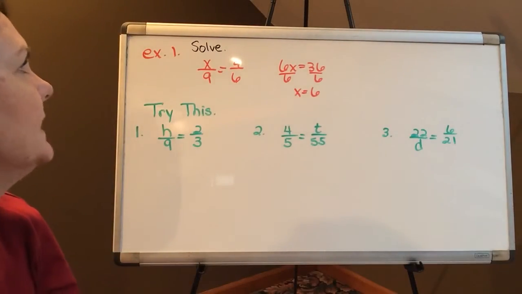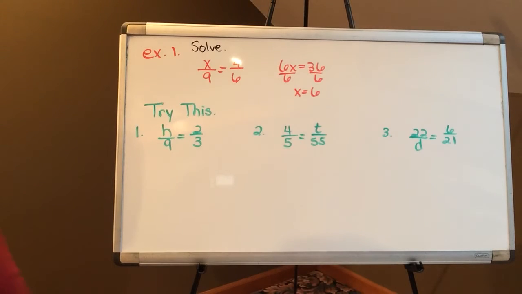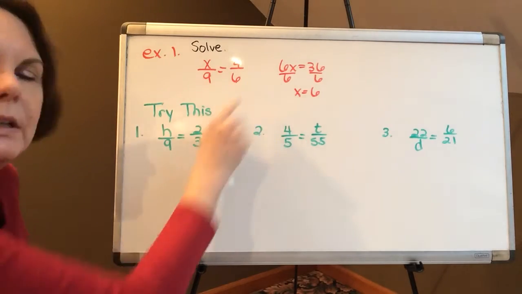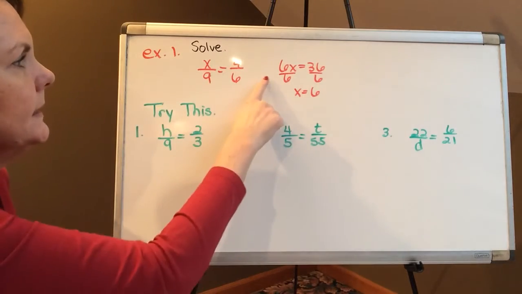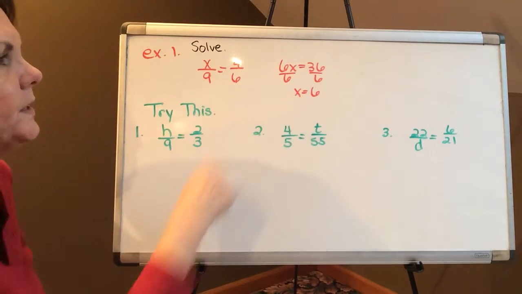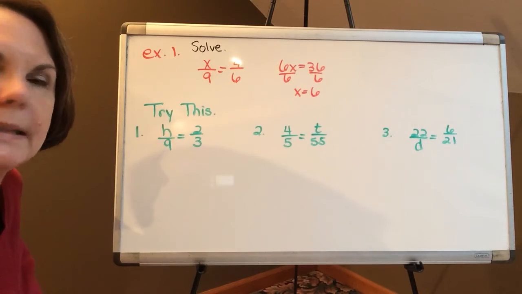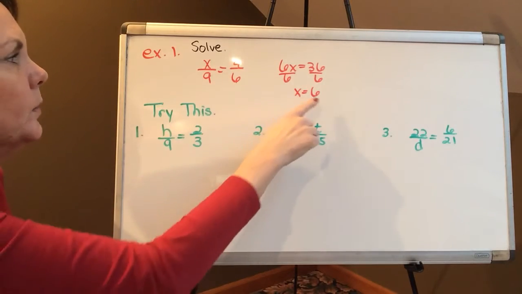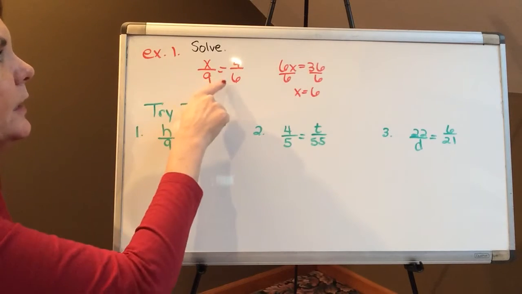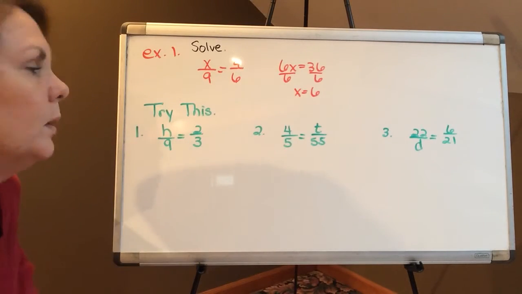Okay, so let's take a look at example 1. Solve x over 9 equals 4 over 6. So you can see x times 6, and we know that we write the coefficient first, is 6x equals 9 times 4 is 36. And then we divide through. It's a one-step problem. Divide through by 6. X equals 6. So 6 over 9 equals 4 over 6 would be a proportion.